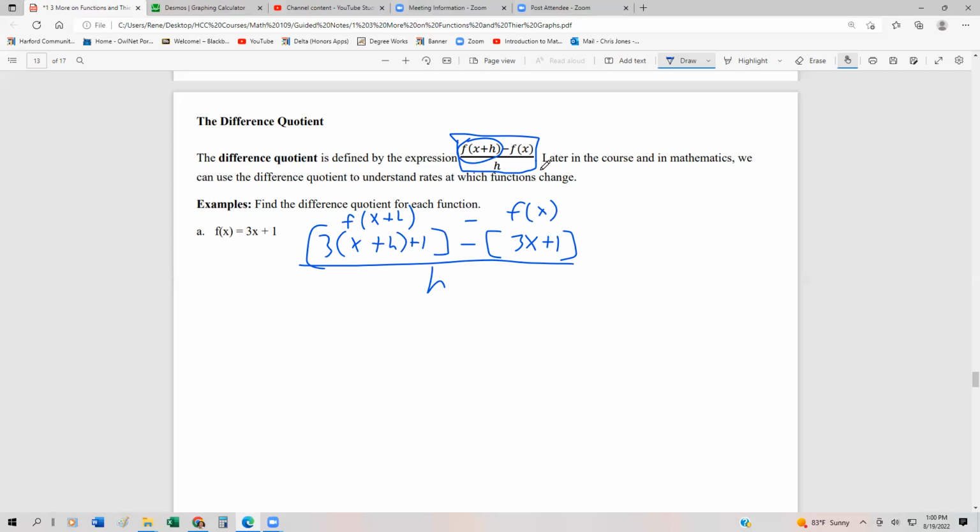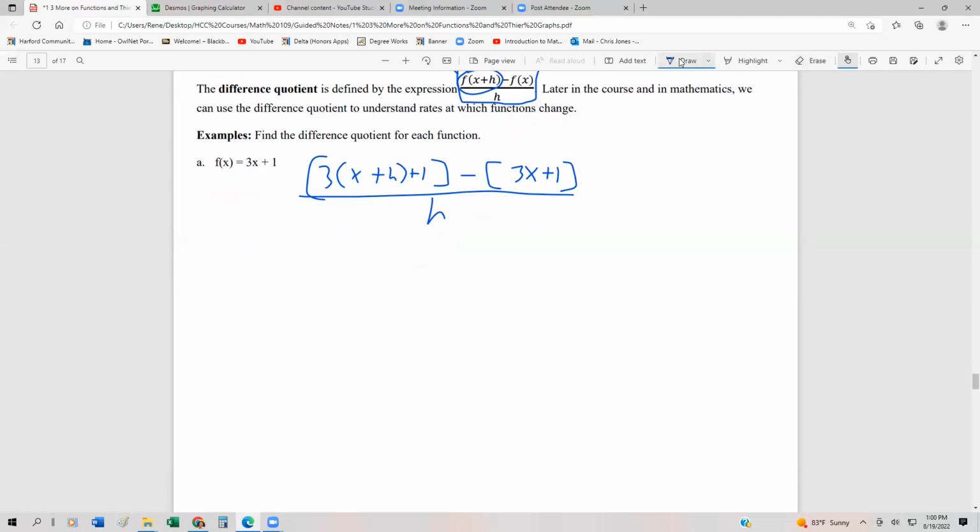So again, all we're doing is everywhere we see an x, we're substituting x plus h in right here. Now, we're going to simplify this by distributing the 3 and then combining like terms and also distributing the negative to the 3x plus 1. And then we might be able to simplify after that a little bit more. So resulting is going to be 3x plus 3h plus 1. Right? So we took our 3, we distributed here. We're going to take the negative and distribute it to get negative 3x minus 1. And we're going to divide that by h.